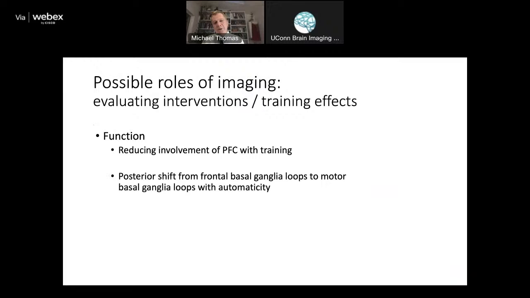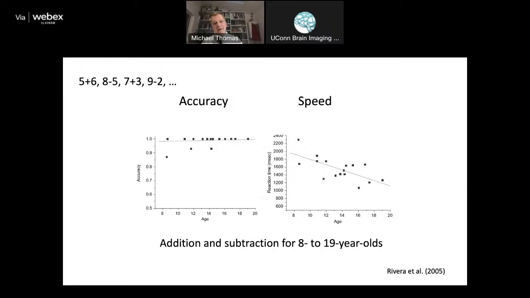In terms of function, we do know that with training, as you get better on something, there is reducing involvement of prefrontal cortex with training, and a shift from frontal basal ganglia loops to motor basal ganglia loops with automaticity, sort of front to back shift. So we'll have a little look at that. Here's some, so lots of quick sums. 5 plus 6 equals, yes, 11. 8 minus 5, 3. Just lots of sums, addition and subtraction with numbers 1 to 10.